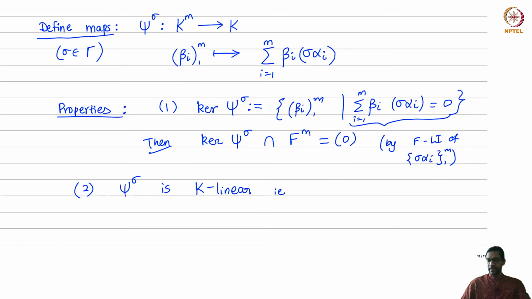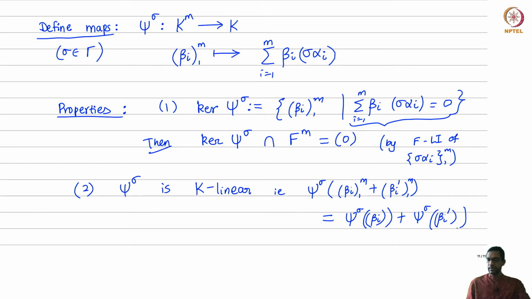In other words, if I add two tuples, it will become the sum. So if I take beta i plus the tuple beta i dash, which means component-wise addition, then it will just give me psi sigma of beta i plus psi sigma of beta i dash. And that's more or less obvious, because you substitute beta i plus beta i dash in place of beta i, and it will split up into two pieces. And similarly, if I replace beta i by a scalar multiple coming from K, so that's the second property.